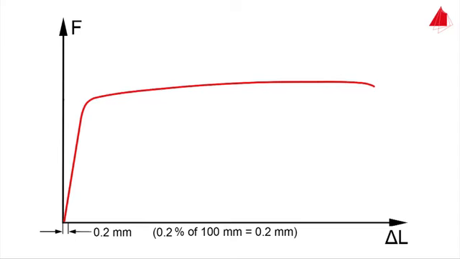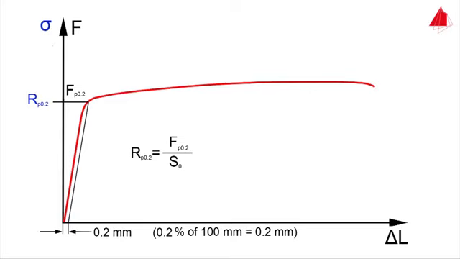In the force elongation diagram, a straight line parallel to the elastic line is drawn through the offset point of 0.2 mm of elongation. The force at the intersection point of the offset line with the force elongation diagram is designated as Fp 0.2. This is the force that causes a plastic strain of 0.2%. The 0.2% proof strength, Rp 0.2, is equal to Fp 0.2 divided by the original cross-sectional area S0.